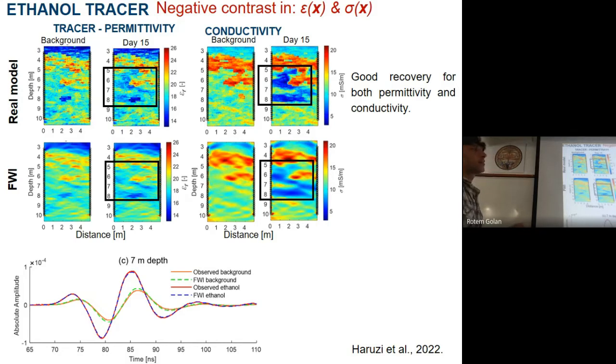Here we have the aquifer models, but we want the tracer changes in permittivity and conductivity. Also, we see the effect of the ethanol on the data. Here in green and red, these are the true and the full waveform inversion of the background. And when we added the ethanol, which decreased the permittivity, which made it faster velocity, so we see earlier arrival, and also lower conductivity, which means lower attenuation and higher signal.